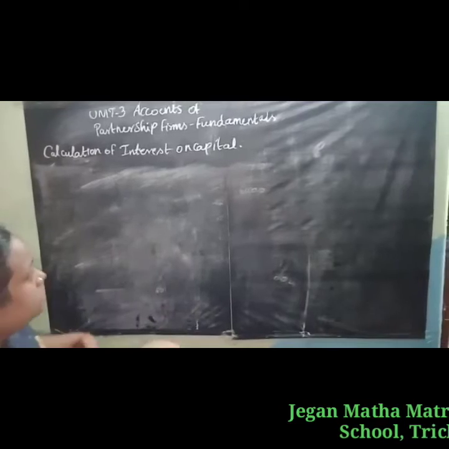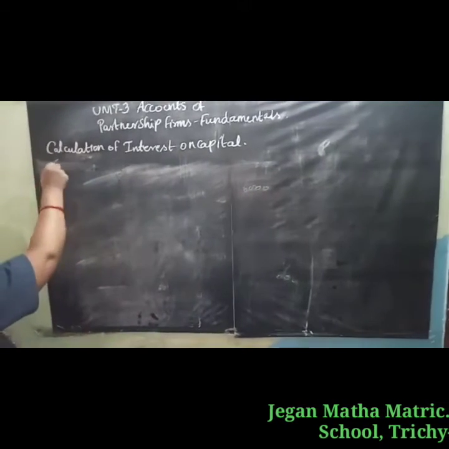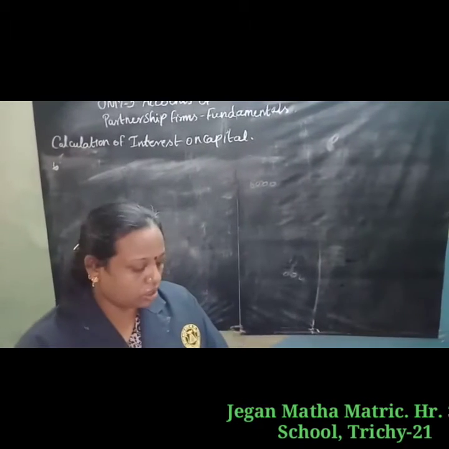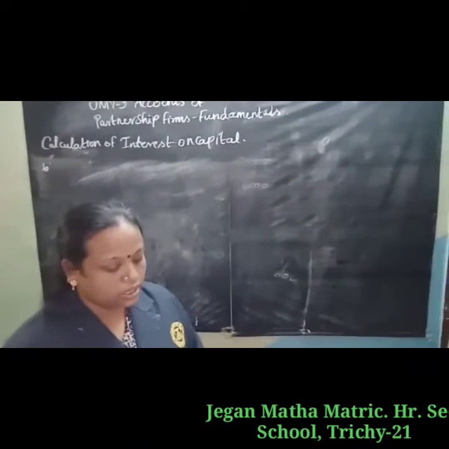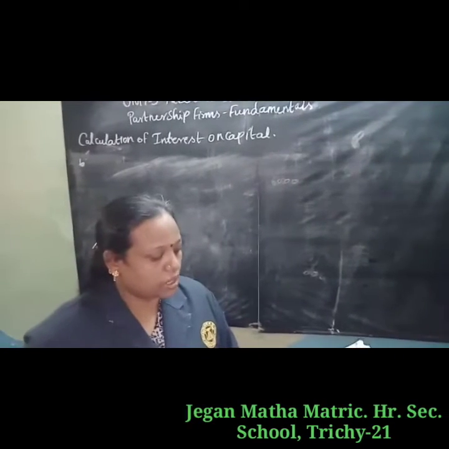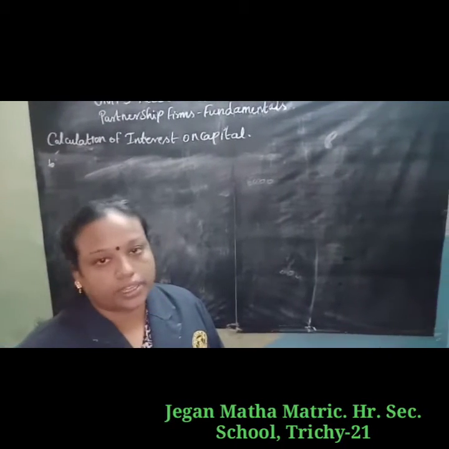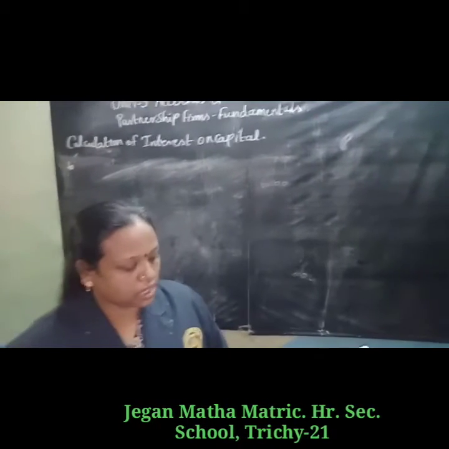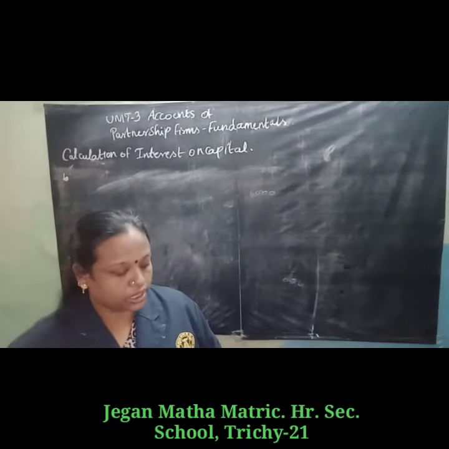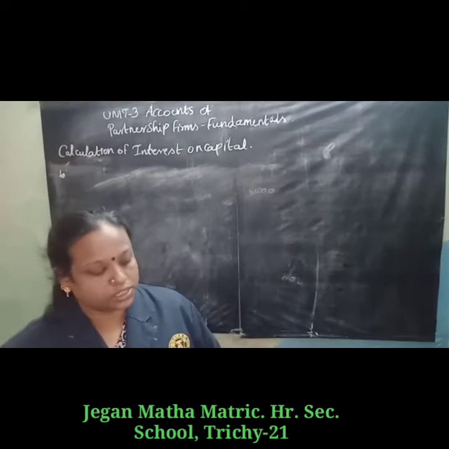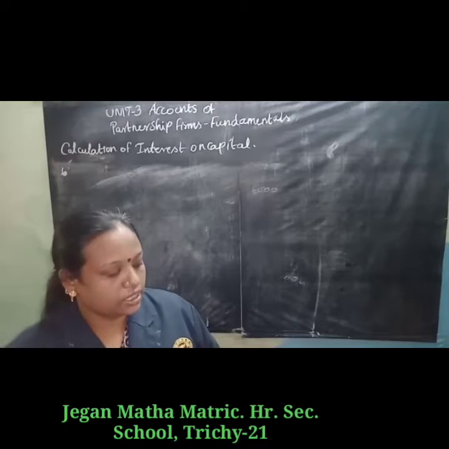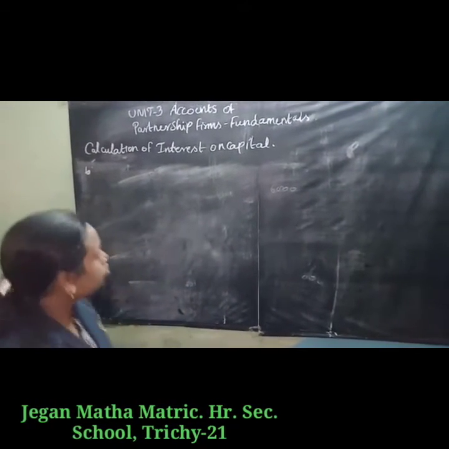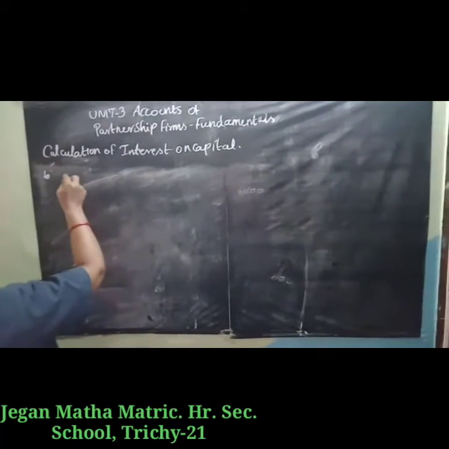Next sum number 6. Prakash and Supriya are partners sharing profit and losses in the ratio of the balance in the capital account. On 1st April 2018 the capital was Prakash 3 lakh and Supriya 2 lakh. On 1st July 2018, Prakash introduced additional capital of 60,000 and Supriya introduced additional capital of 30,000 during the year. So calculate the interest on capital at 6% per annum for the year ending 31st March 2019 and show the journal entries. So how to calculate the interest on capital? Let's see the solution.